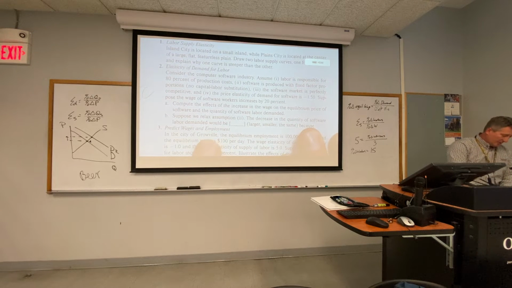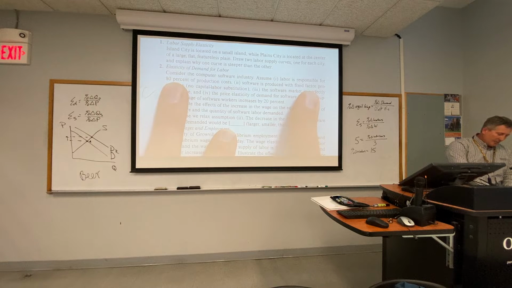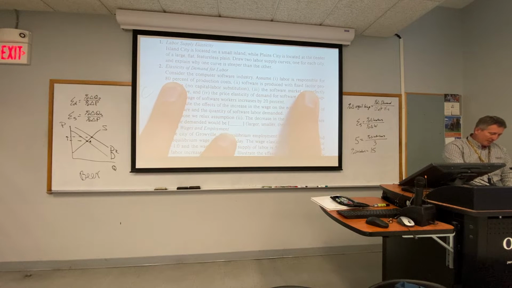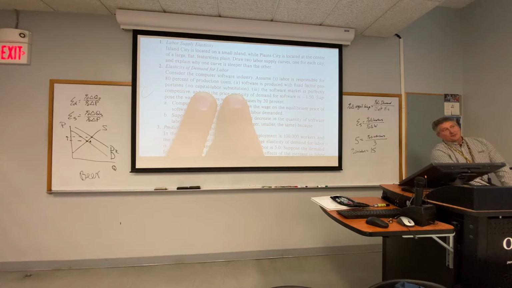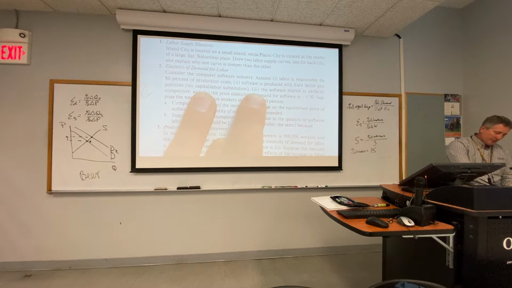So number 2, consider the computer software industry. Assume labor is responsible for 80% of the production costs. Software is produced with fixed factor proportions. So again, that assumption means even if labor becomes more expensive, we don't start doing 15% labor and 85% machine. It stays fixed. That's all that's trying to draw out.